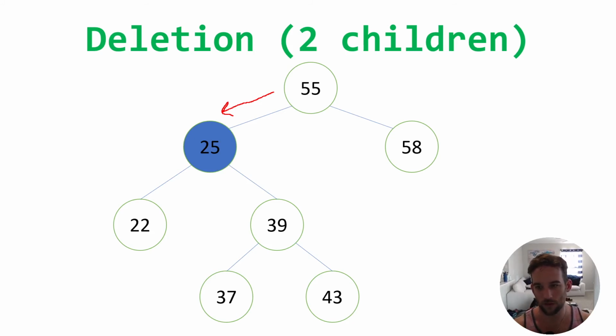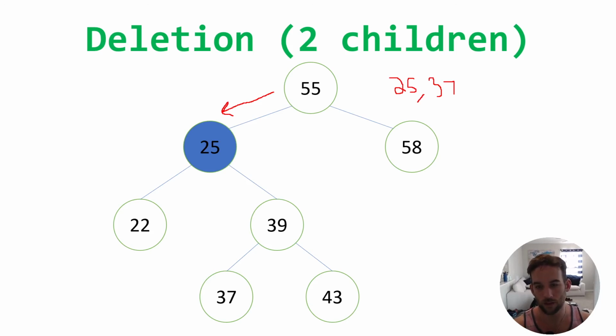So this is 25. The next value is 37. Right, so that's what we want to replace. So the node of 37 is what we want to replace with 25. Okay, so what do we do?